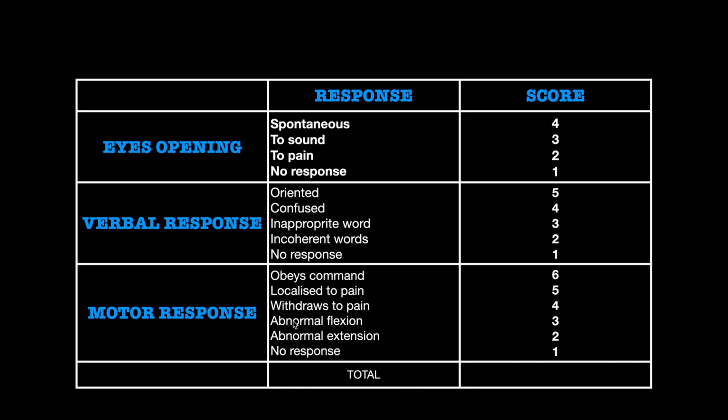And if there is abnormal flexing, as in decorticate posturing, you score the patient 3. And if there is abnormal extension of the limbs, you score the patient 2. Then if there is no response at all to any stimulus that you apply, you score the patient 1. Now, analyzing the individual components as well as the sum of the scores is very important.